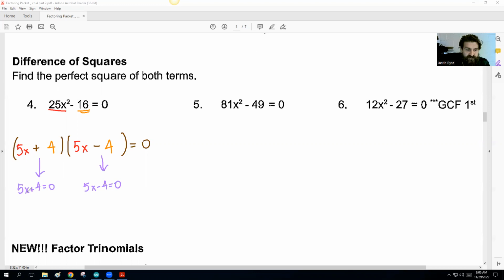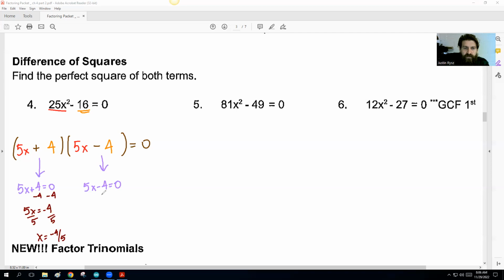All right, so if we were going to solve this, 5x plus 4 equals 0, we would minus the 4 over, and we'd get 5x equals negative 4. Then we divide by 5, and this is why I like fractions, because I'm not going to do any math in my head. I'm just going to say it's negative 4/5.